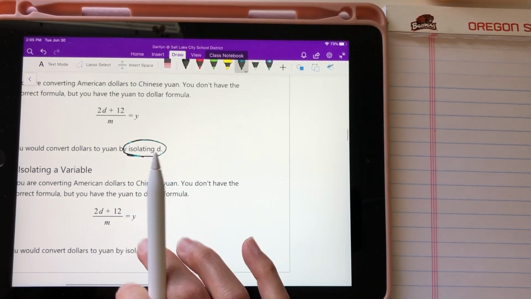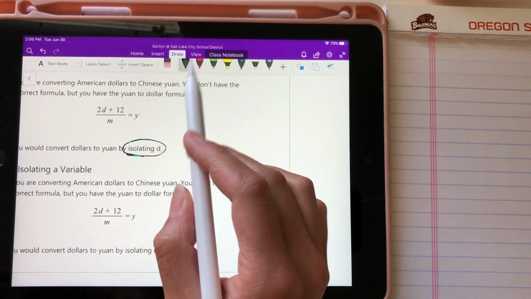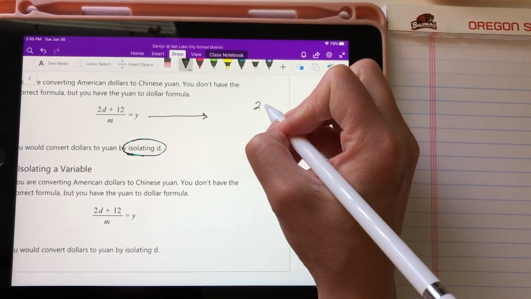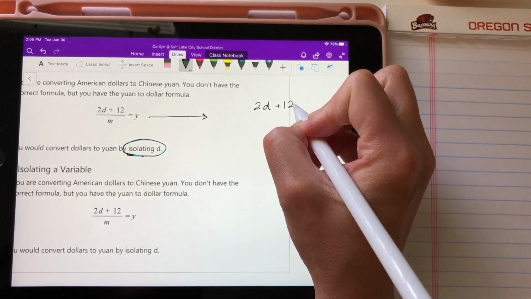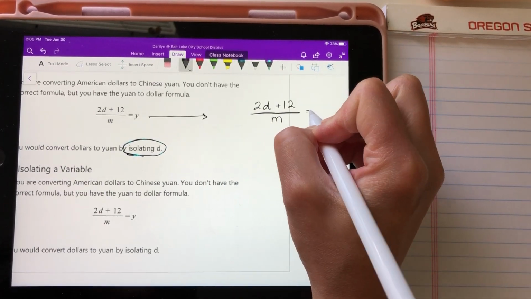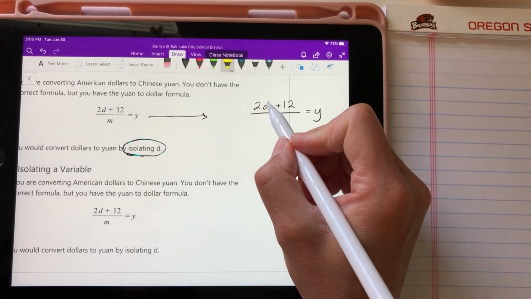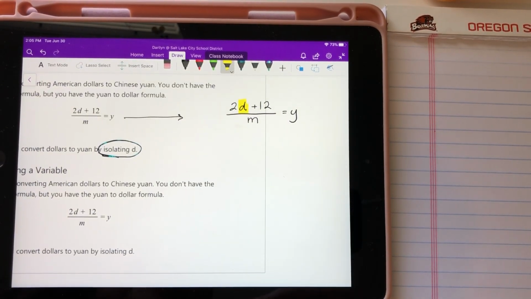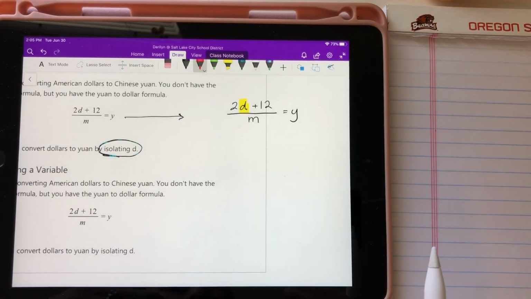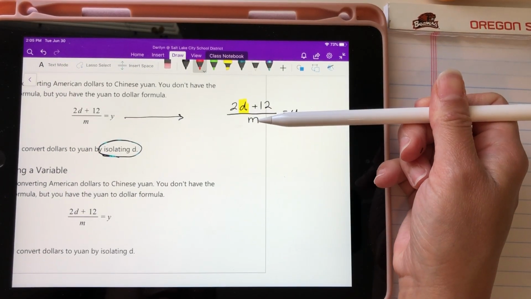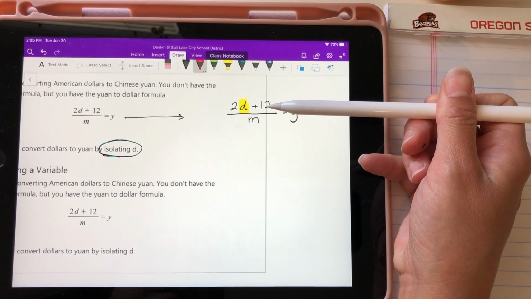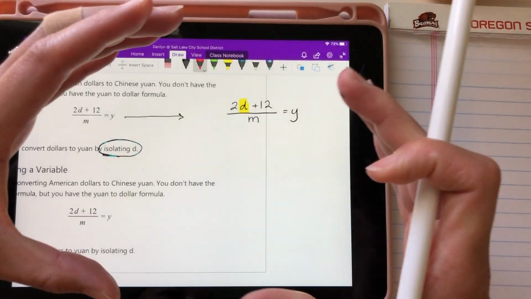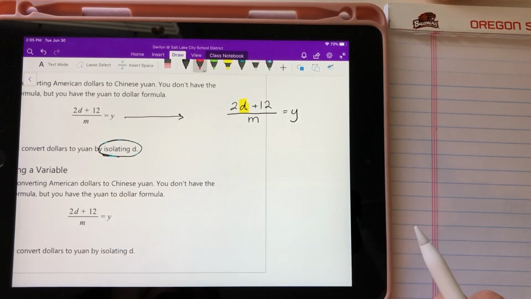So basically, I'm going to take this formula and I'm just going to write it over here so I have a little bit more room. (2d + 12)/m = y. And once again, d is what I'm trying to solve for or isolate. So I'm just going to work from the outside in. The farthest thing from the d is the m, the next farthest is this 12, and then the next is 2. So you have to work from the outside in to get that d by itself.